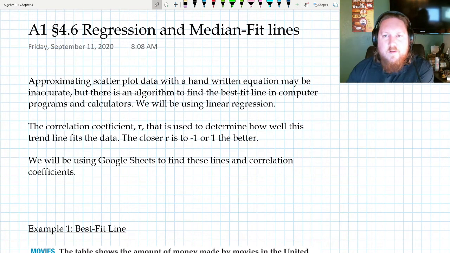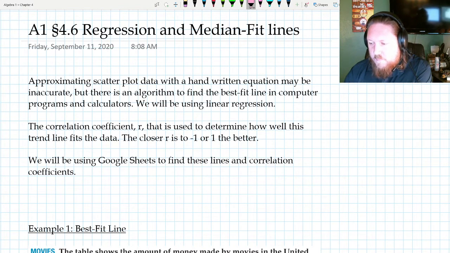So, in the last set of videos, we had scatter plots, and we just picked 2 points and used those 2 points to make a line. One of the things I mentioned in the videos, and we probably noticed in the homework, is that depending on which 2 points you take, you can have vastly different lines. So handwritten equations are usually inaccurate.